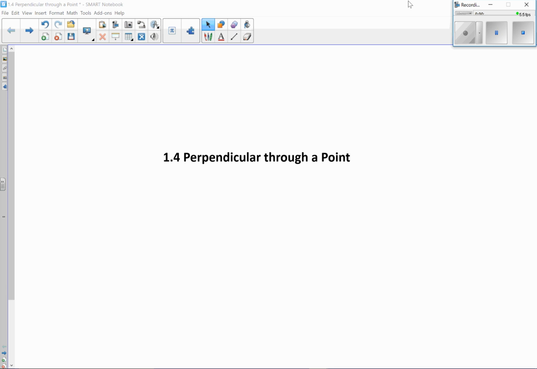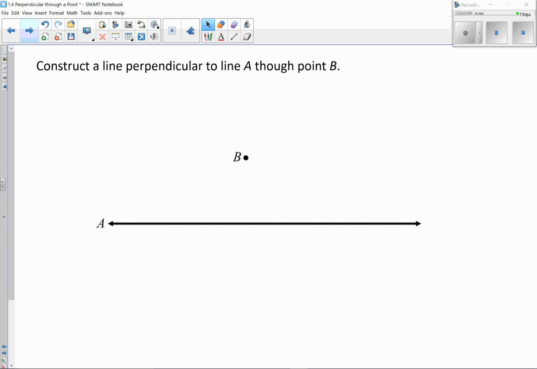1.4, perpendicular through a point. In this video, we are going to construct a line perpendicular to line A that also goes through a specific point, in this case, point B.